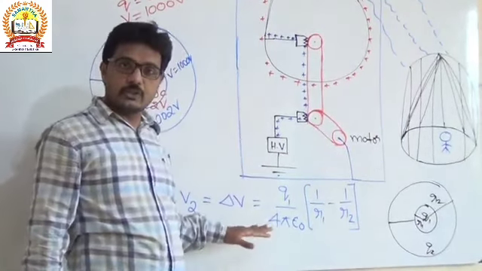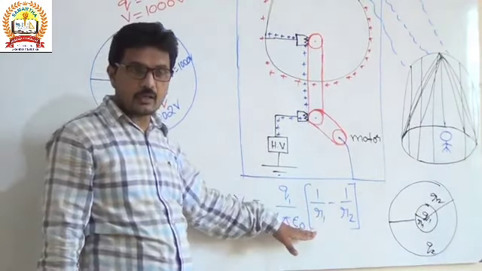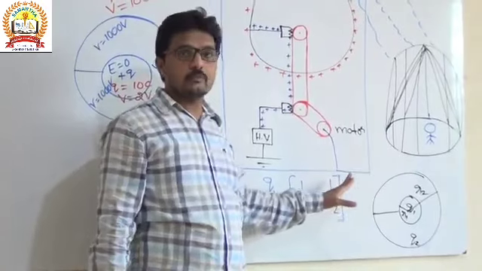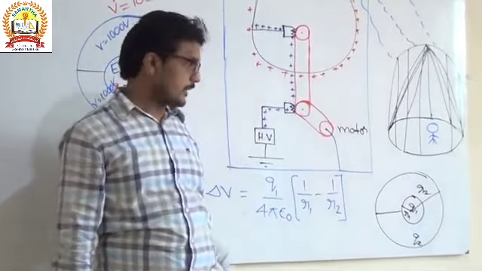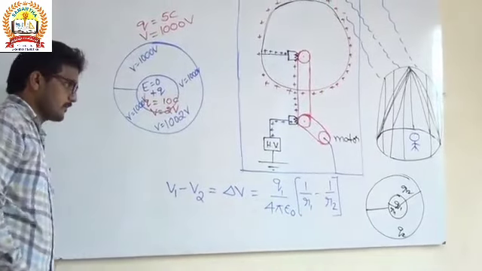So the potential difference is Q1 by 4 pi epsilon naught times (1 by R1 minus 1 by R2), the difference. By simplifying we get this formula, the Van de Graaff generator potential difference.